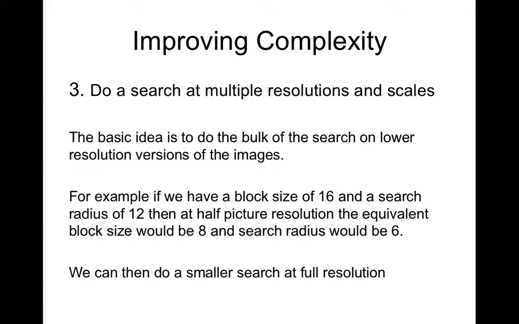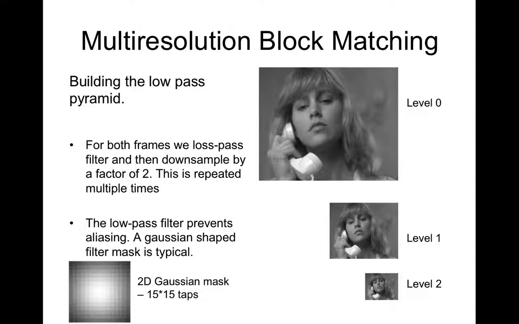All right, so the other thing you can do is you can do the search at different scales. This is a typical thing you do in motion estimation or any image processing technique, is to work in a pyramid. It's called a Gaussian pyramid.